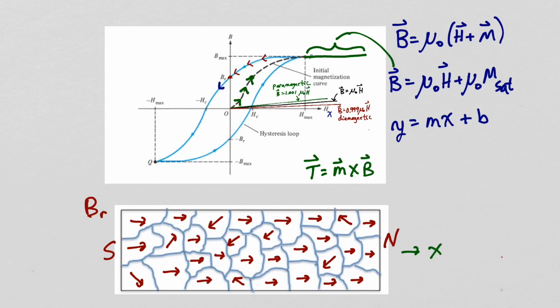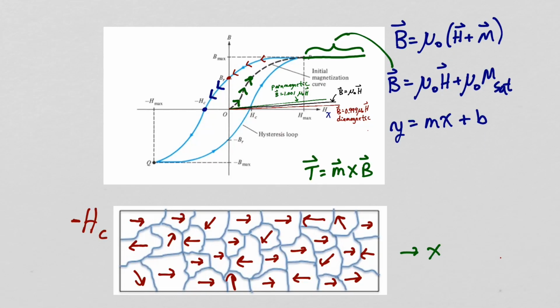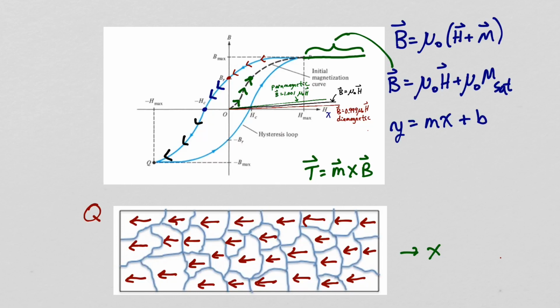When we've gotten to point minus HC, we have half the domains pointing to the right and half the domains pointing to the left, so there's 0 net magnetic field coming from our piece of ferromagnetic material. As we continue to increase the applied magnetic field pointing in the minus x direction, we're going to get more and more of these magnetic dipole moments to flip to point in the minus x direction. When we get to point Q, all the domains will have rotated to be pointing in the minus x direction.